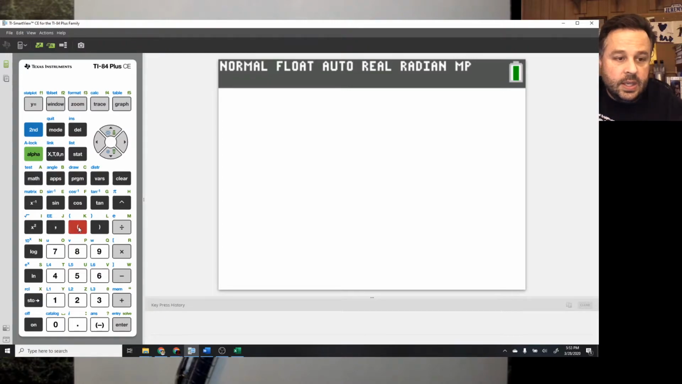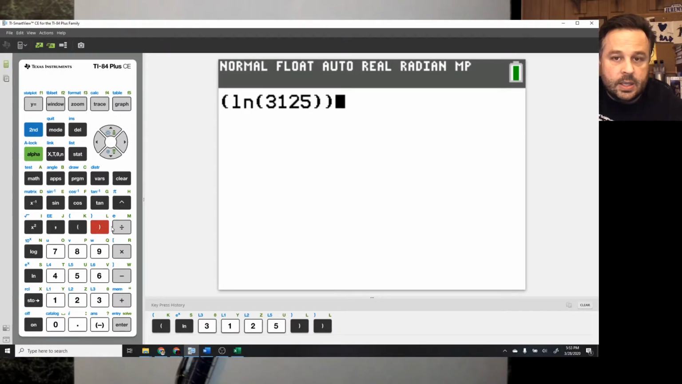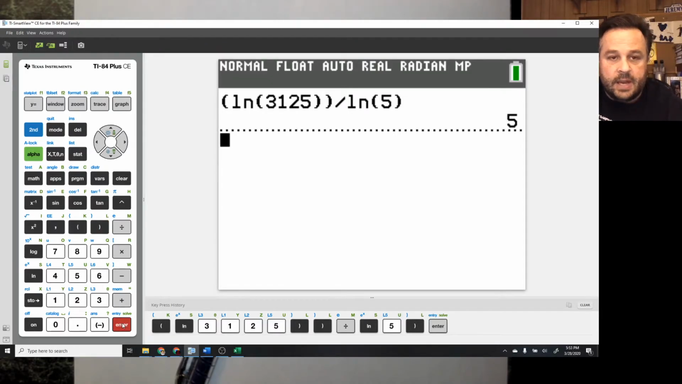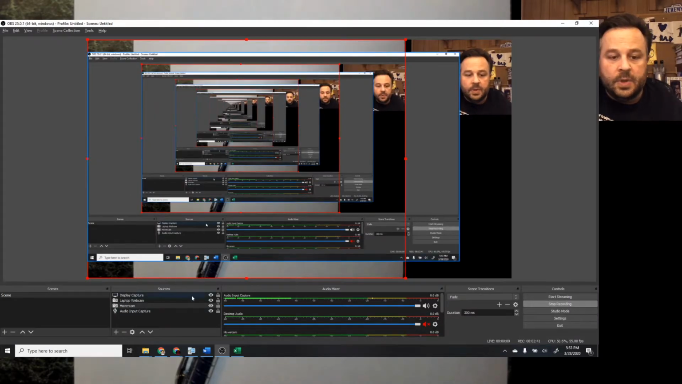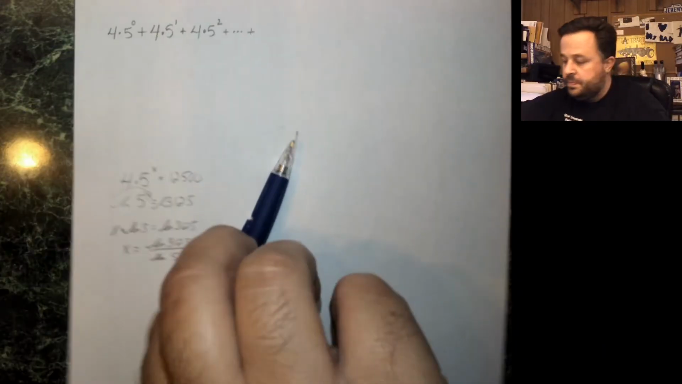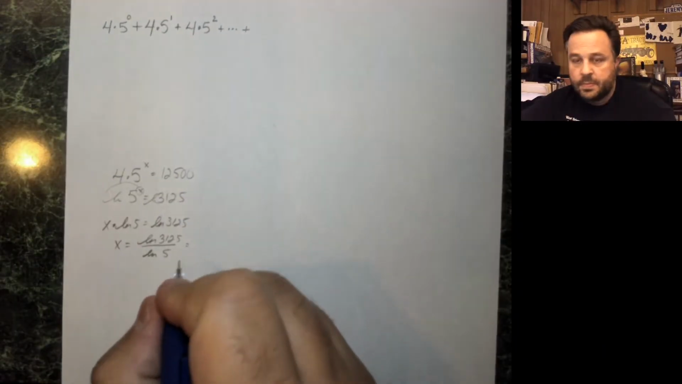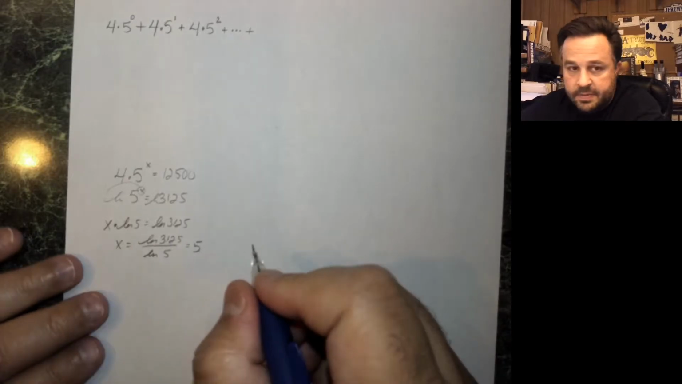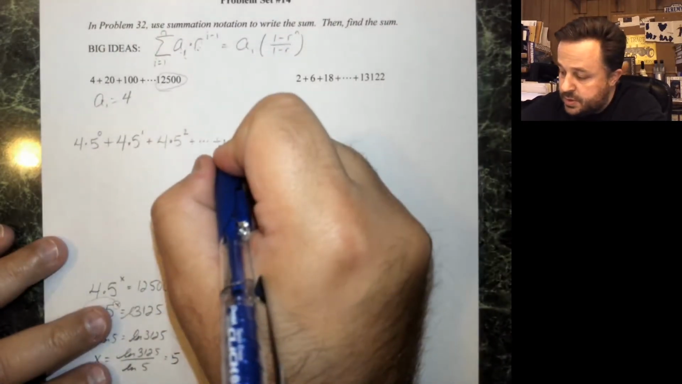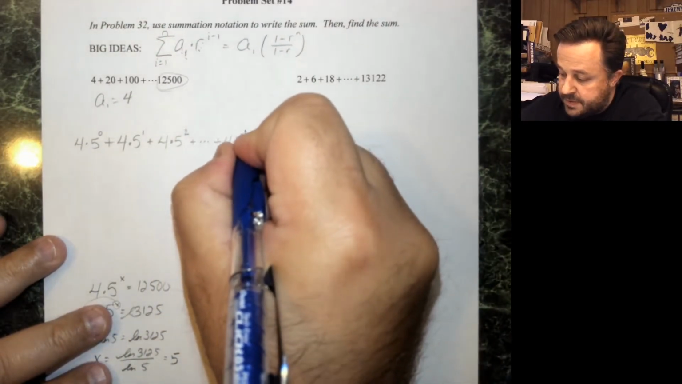So the ln of 3125 divided by the ln of 5 comes out to be 5. So coming back up here, this is going to be 4 times 5 to the 5th power.